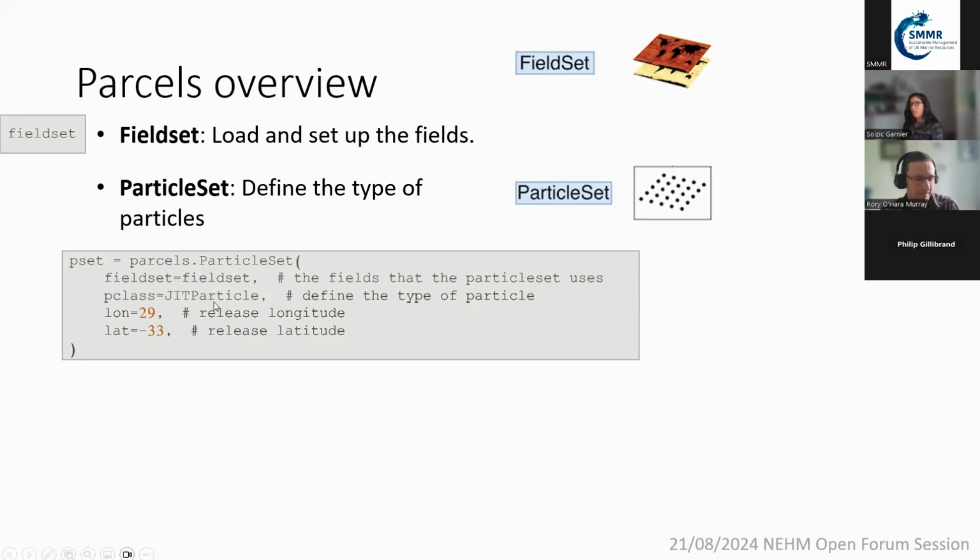So here, JITParticle is an internal particle type that is provided by Parcels, but then you can create your own if you want to add more characteristics to your particle, like temperature, or the stage if your particles are larvae, or you can also give an age. And the third thing is you need to provide the initial condition for the simulation of the particles. So here we give the initial release location, longitude and latitude.